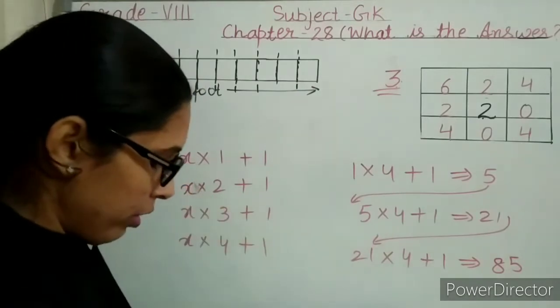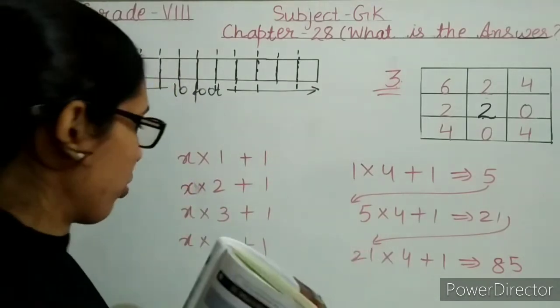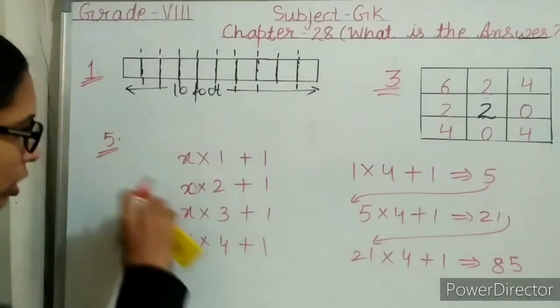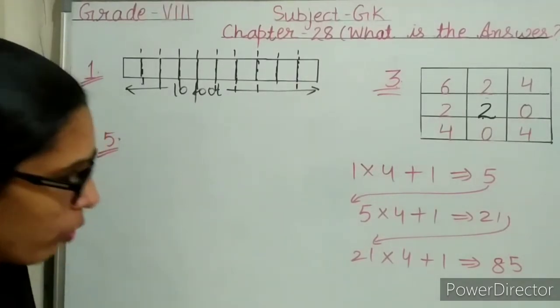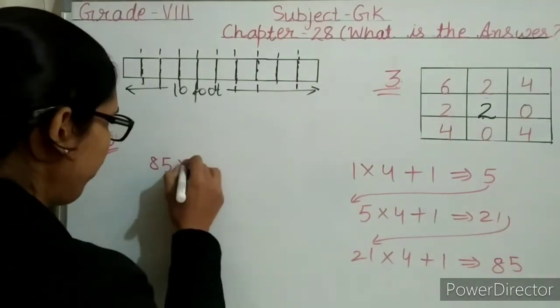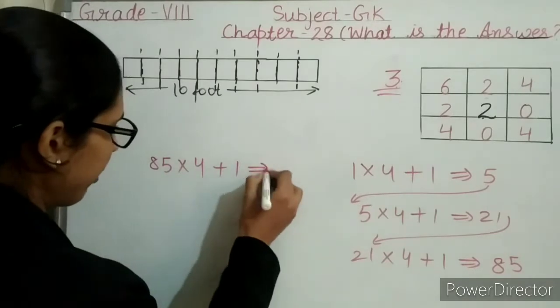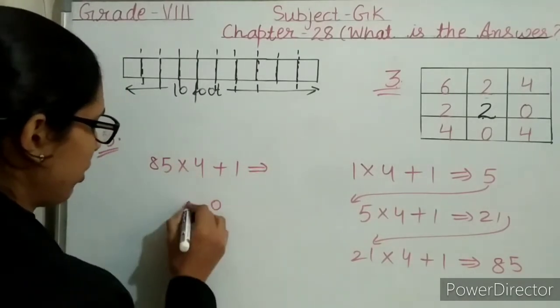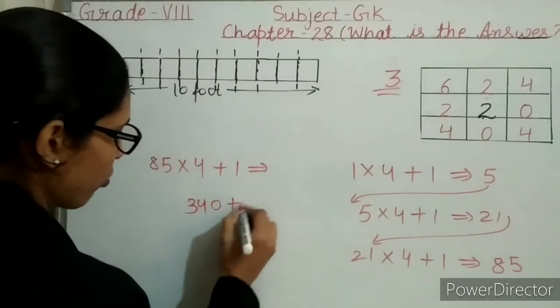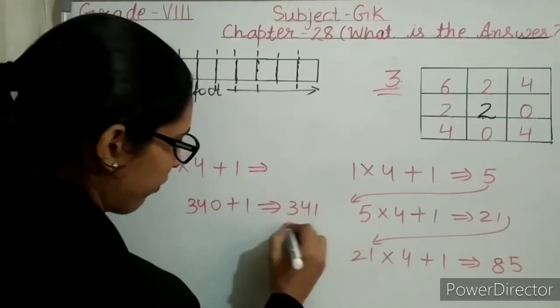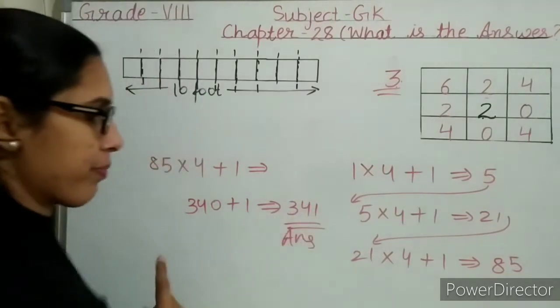Okay, so now after 85, what will come? This is the question. Okay, so I hope this is clear. So I am erasing it this side. So now 85 into 4 plus 1. If you multiply 4 into 85, it will be 340 plus 1. So the answer will be 341. So this is our answer.